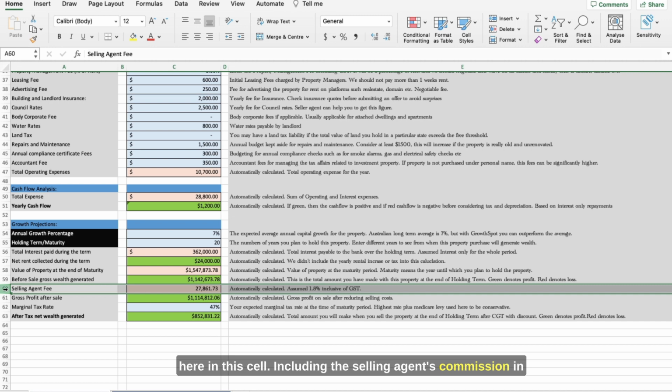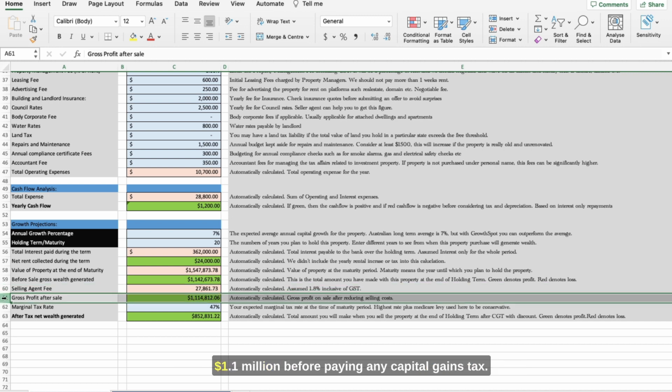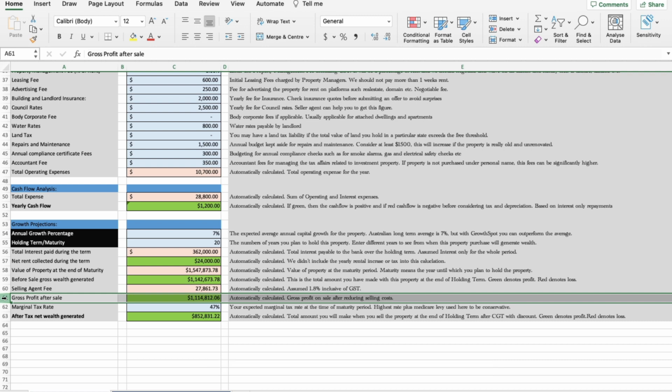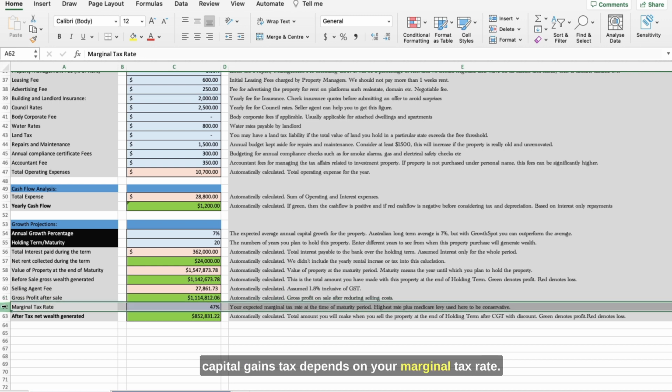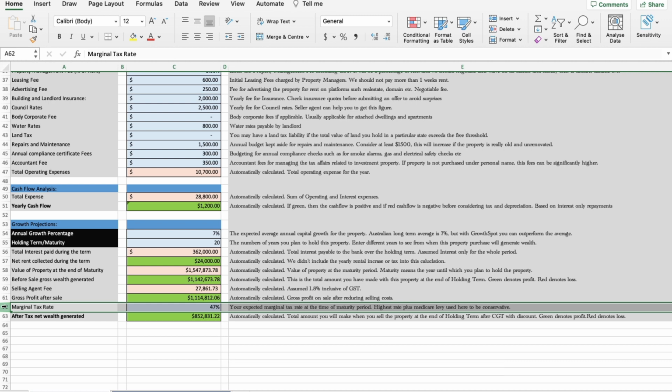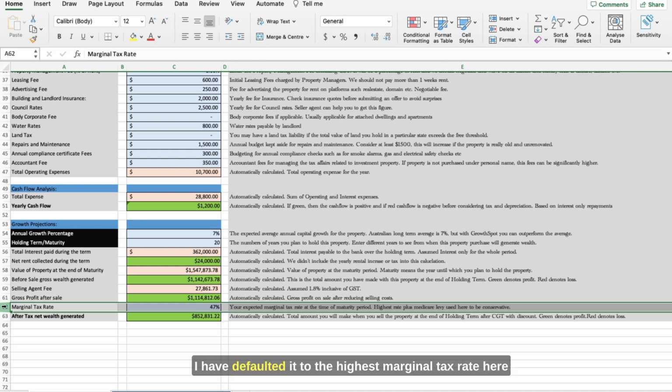Including the selling agent's commission in our calculation will give us a gross profit of over $1.1 million before paying any capital gains tax. As this is an investment property, we do not get an exemption, so we need to account for capital gains tax as well in our calculations. The rate at which you pay capital gains tax depends on your marginal tax rate. I have defaulted it to the highest marginal tax rate here, and you may not be on the highest one just yet.